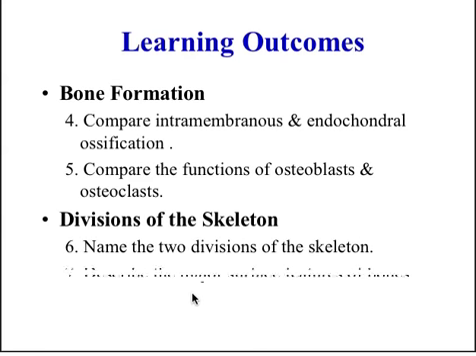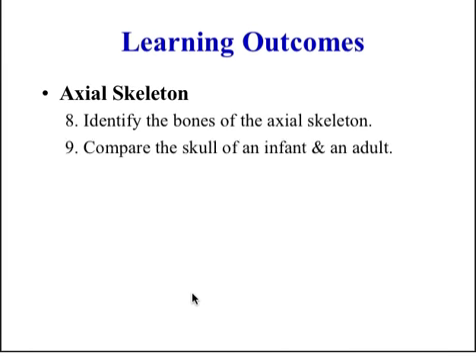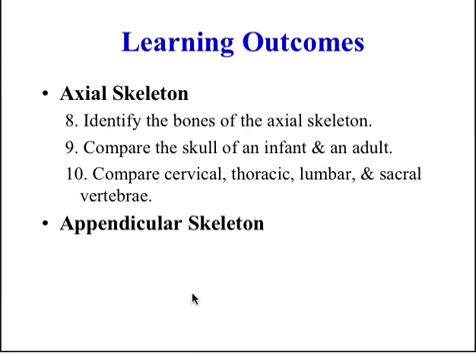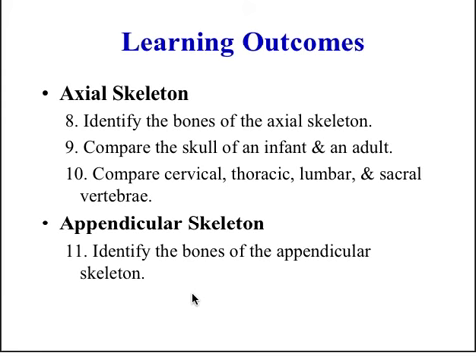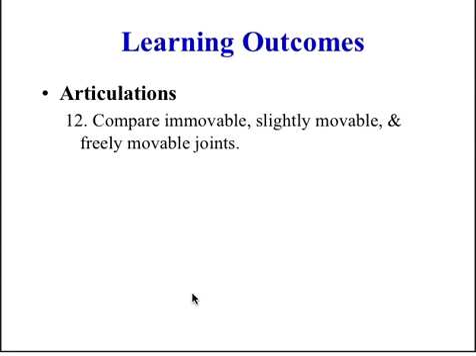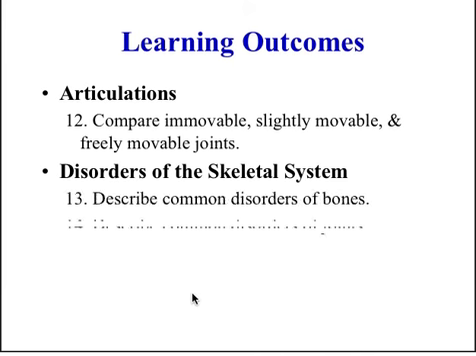We'll talk about the different divisions of the skeleton and describe the surface features of bones. We'll ID the bones of the axial skeleton and compare the skull of an infant and adult. And we'll compare cervical, thoracic, lumbar, and sacral vertebrae. And we'll ID the bones of the appendicular skeleton. We'll also talk about articulations and disorders of the skeletal system, including disorders of the joints, such as arthritis.